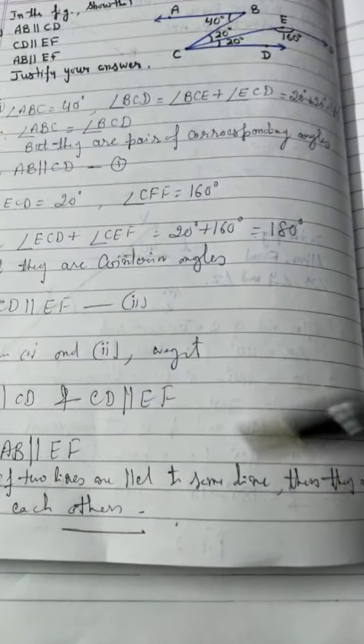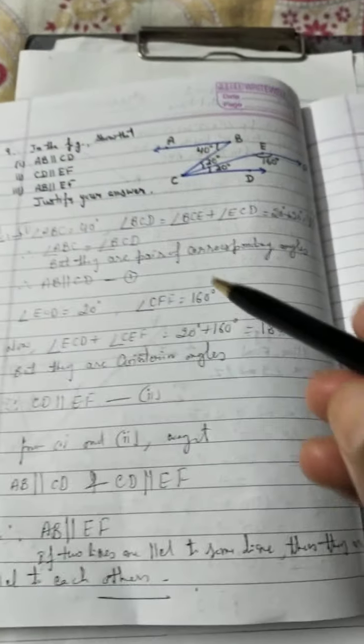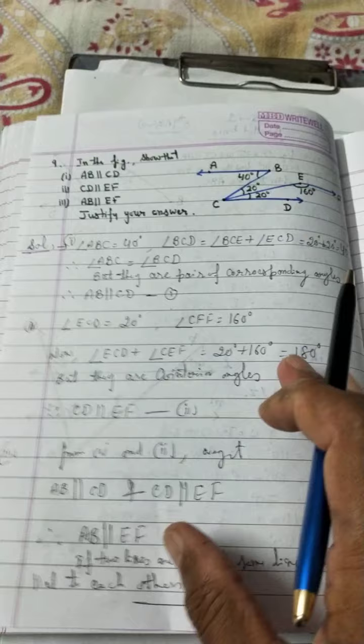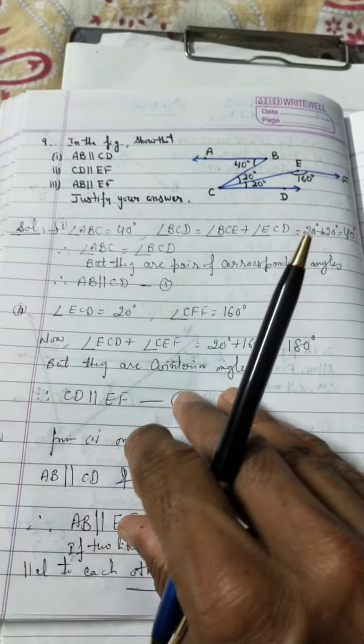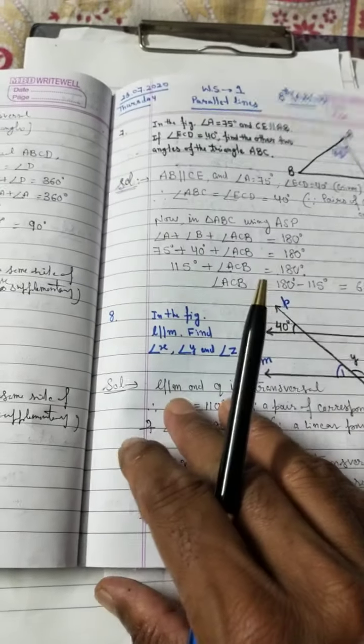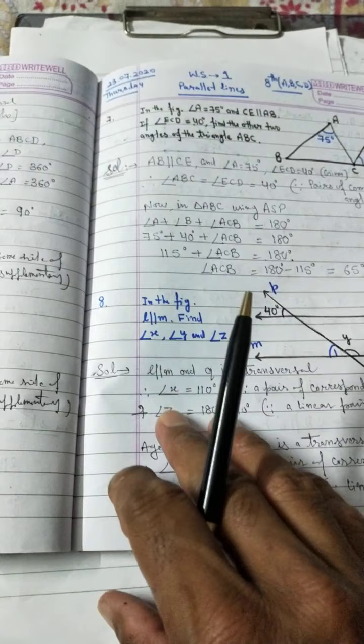In this way you can solve this sum. So all these sums cover the properties of parallel lines. So dear children, first understand the concept of parallel lines. What do you mean by parallel lines? What do you mean by co-interior angles?